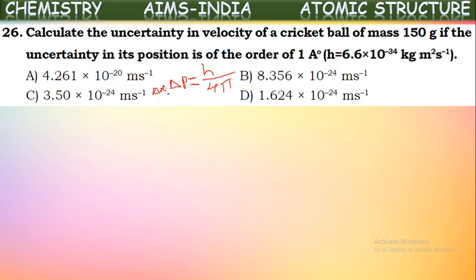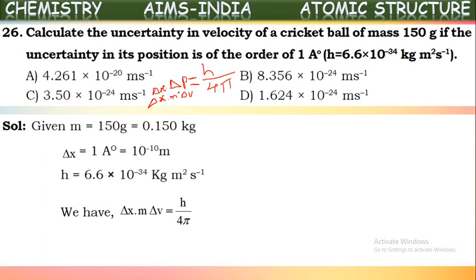This is the uncertainty principle equation according to Heisenberg. The product of the uncertainties in the position and momentum is equal to h by 4 pi. Now, here they're asking to calculate the uncertainty in the velocity. We know momentum is equal to the product of mass and velocity. Mass is constant and there will be uncertainty only in the velocity. This can be written as delta x into mass into the uncertainty in the velocity delta v. Now we can calculate delta v.